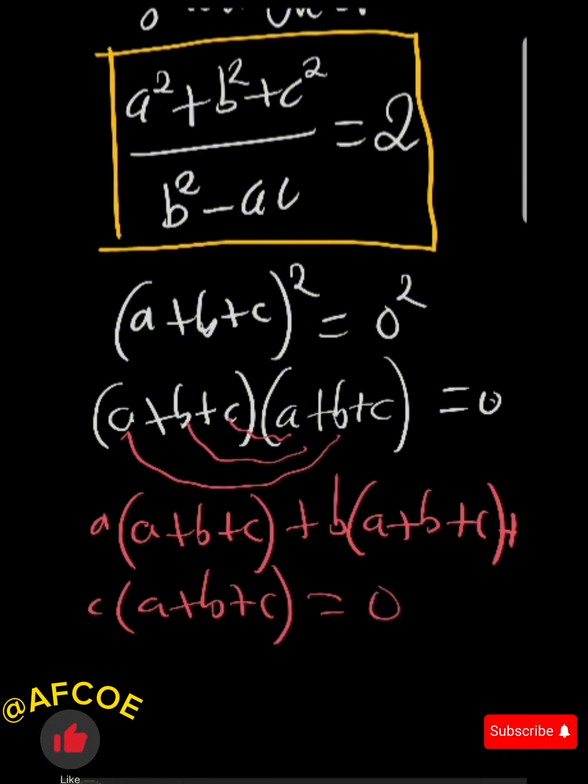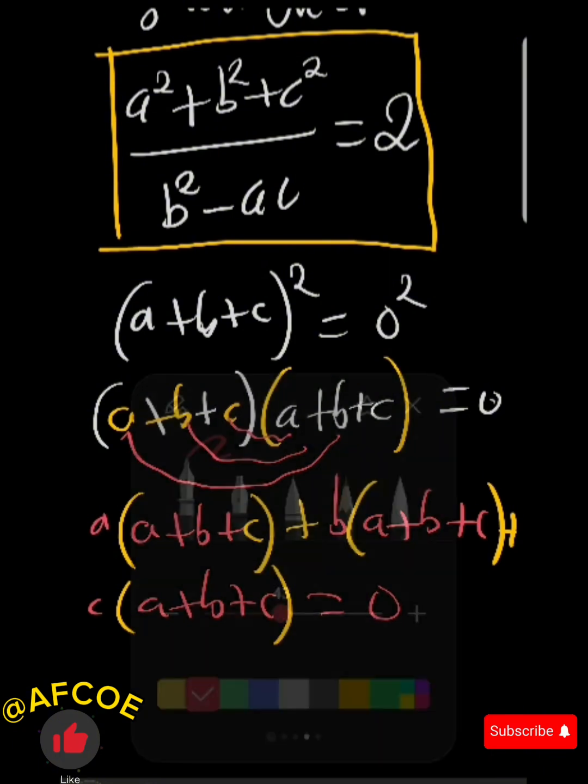So let me go ahead and cover this plus here. I've taken this a, and I've multiplied by everything in this bracket. I've taken this b, I've multiplied by everything in that bracket. I've taken this c and I've multiplied by everything in that bracket. These are the brackets. Okay, now let us go ahead and open the bracket gently.